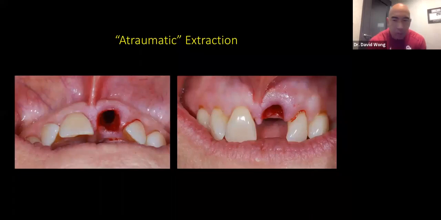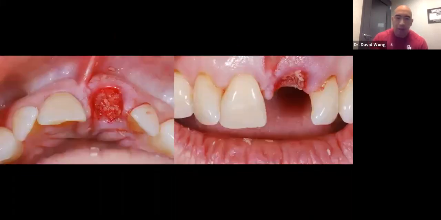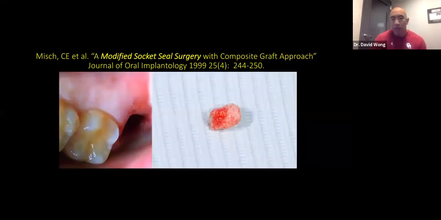So for this case, we chose to start off with an atraumatic extraction. And rather than just do a basic socket graft like you see here, what I decided to do was combine a hard and soft tissue graft at the same time. So once we got to this point with the basic socket graft, because there was a facial plate, but remember there was also a mesial periodontal defect, what I did is actually scrape out the coronal half of that graft and replaced it with a modified socket seal graft, as described by Carl Misch back in 1999.